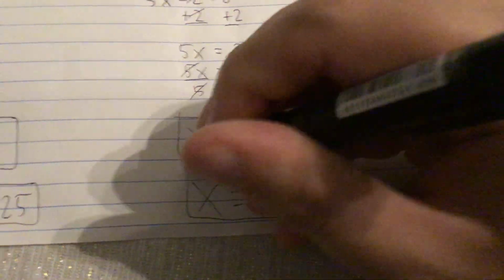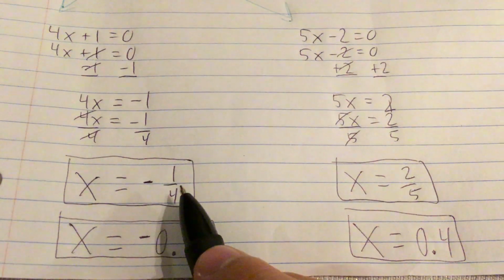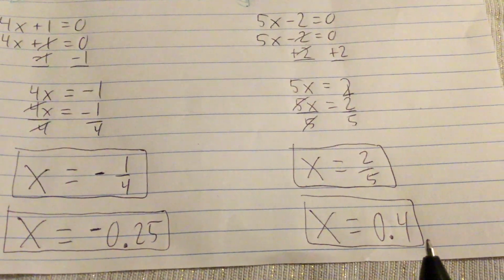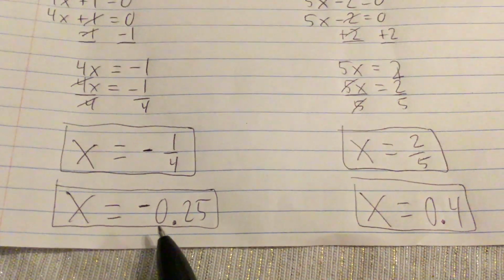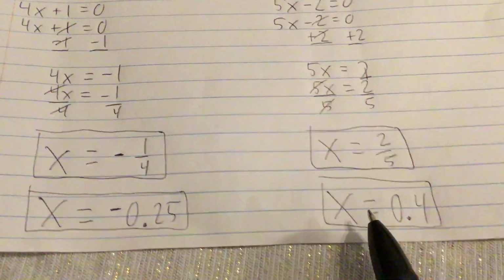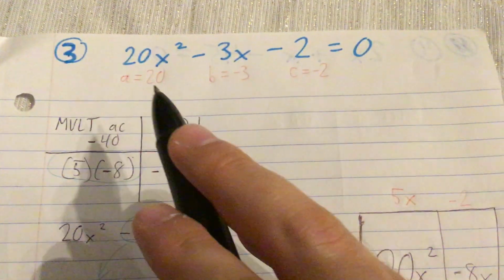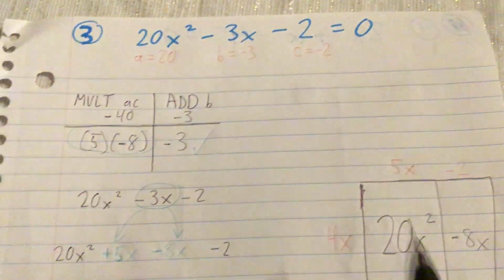So, without further ado, x is either negative 1/4 or positive 2/5 if you're on team fraction. If you're on team decimal, x is equal to negative 0.25 or positive 0.4. Either way, you will get this whole equation equal to 0.